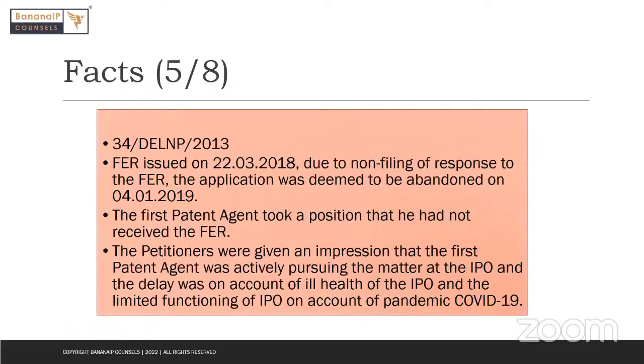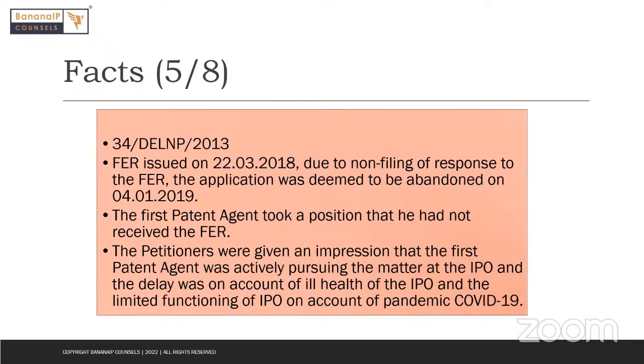So the issue was identified in the case of a national phase application by European associates. An FER was issued by the Indian Patent Office on March 22nd of 2018. Due to not filing response to the FER within the stipulated time, the application was deemed to be abandoned on April 4, 2019. The European associates working for the petitioners happened to check the INPASS website and inform the first patent agent about the abandonment, who in turn took a position that they had not received the FER.